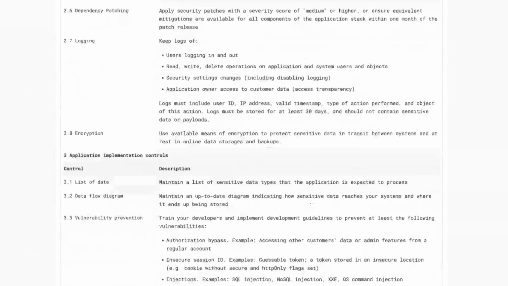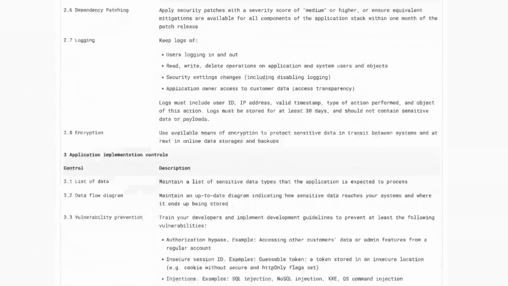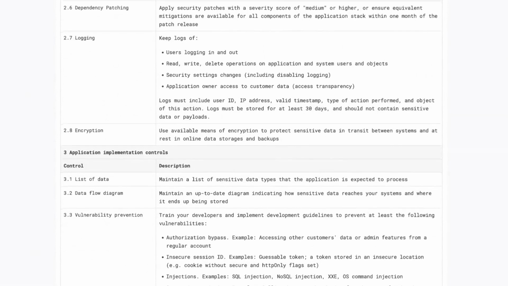And then obviously we talk about patching, logging, and encryption, both in transit and at rest, which all seems relatively straightforward. There's nothing here that jumps out and is like, oh my God, this is like 5 years work for an application.